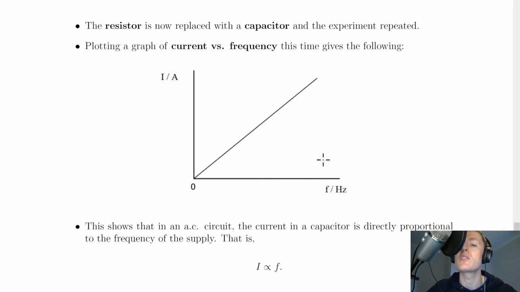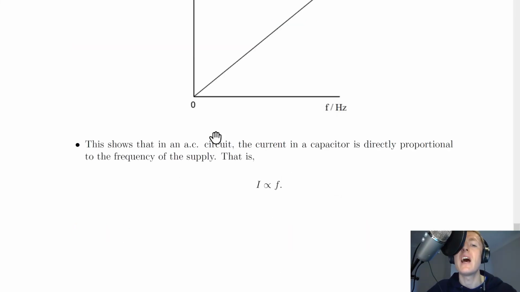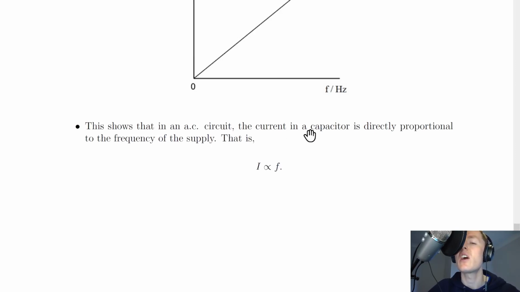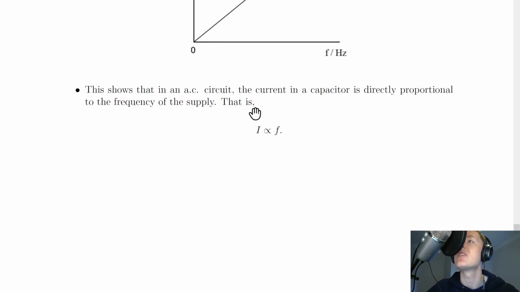Going back to the notes, if we were to repeat that experiment from before where we increase the frequency values and note down the current values for the capacitor this time, we would actually get a graph like shown here. With current against frequency, we would get a straight line roughly through the origin. And this shows that in an AC circuit, the current in a capacitor is directly proportional to the frequency of the supply. That is, in symbol form, we can say I is directly proportional to f.